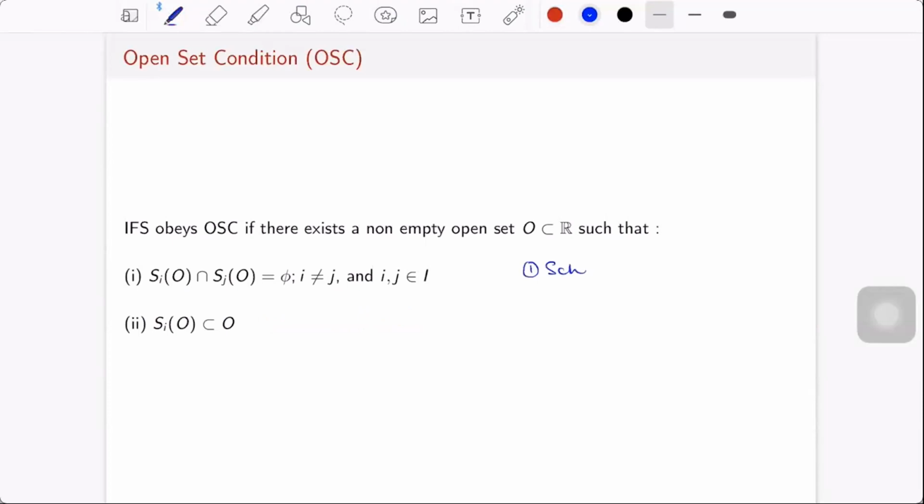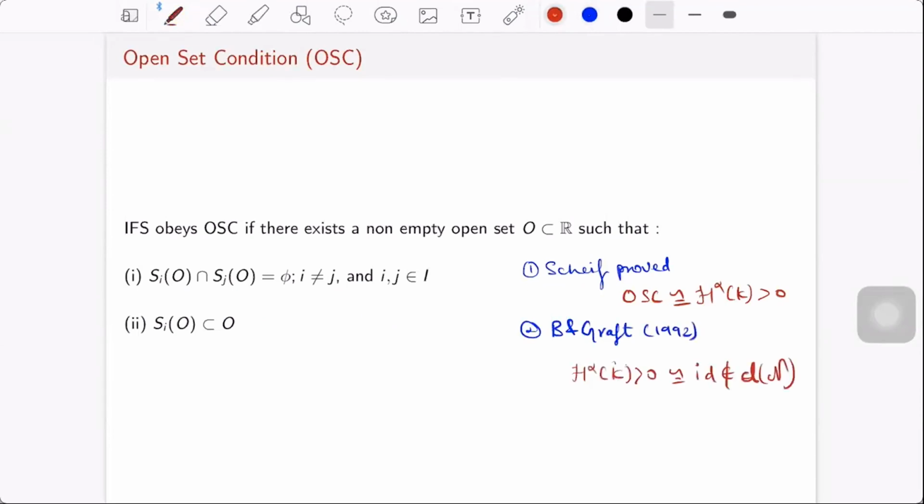Hutchinson, Schief and others proved that the open set condition is equivalent to the positivity of the alpha-dimensional Hausdorff measure. This result shows that the algebraic condition developed by Bandt and Graf is also equivalent to the open set condition. They proved that the alpha-dimensional Hausdorff measure is positive. This is equivalent to the condition of Bandt and Graf.